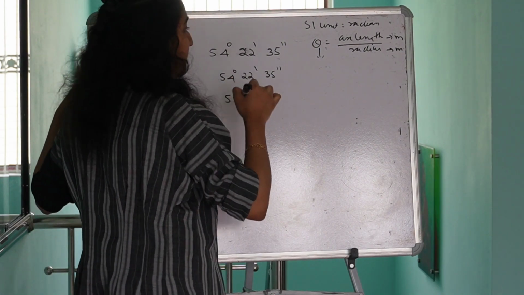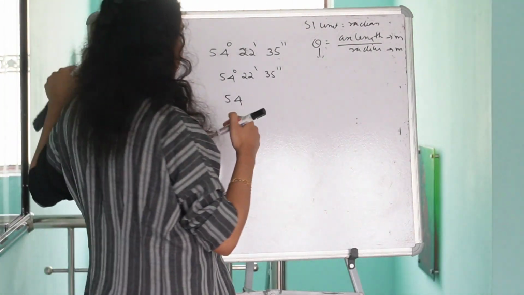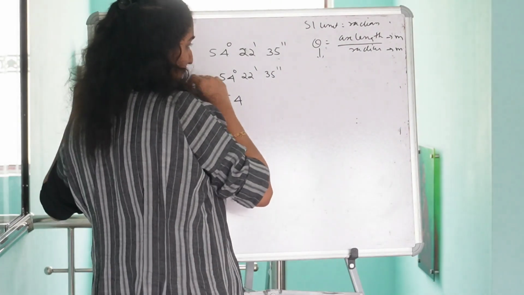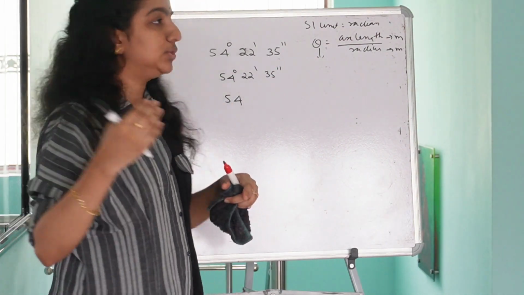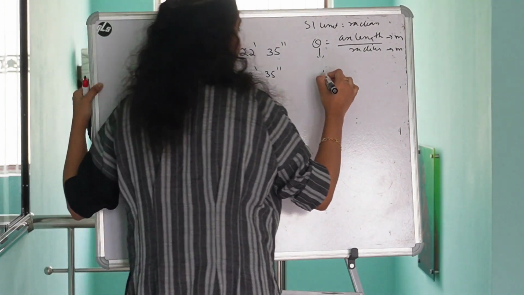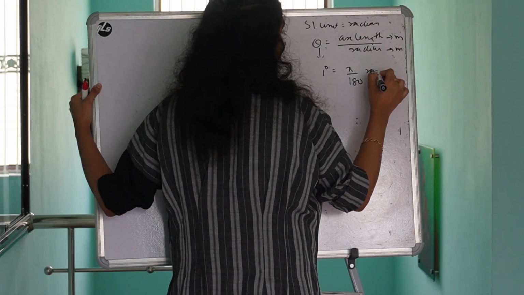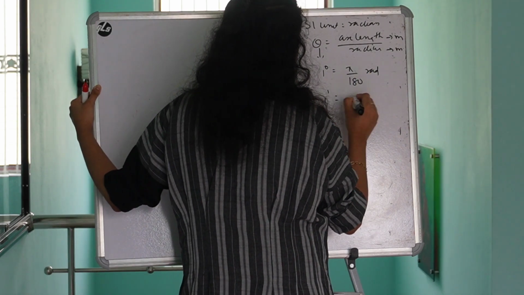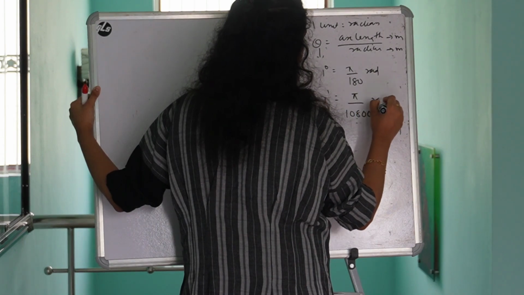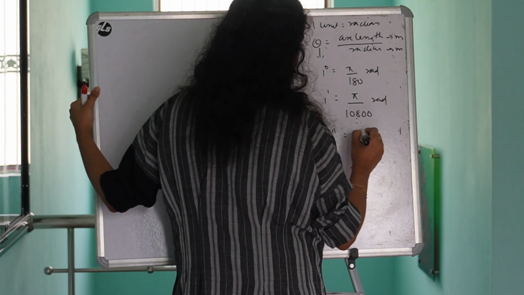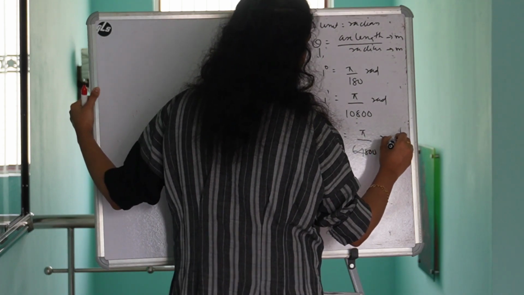So if the value is given like this, you can convert these values separately, directly into radians. We know 1 degree is equal to pi divided by 180 radian. 1 minute is equal to pi divided by 10800 radian. 1 second is equal to pi divided by 648000 radian.